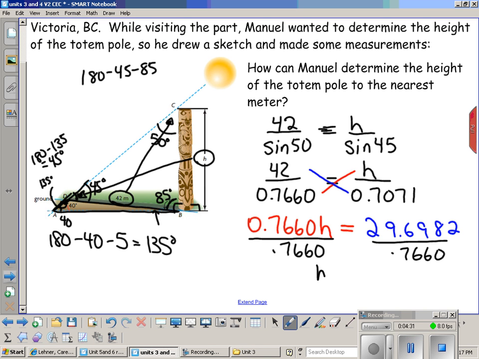And you get the height is 38.77. It asked you to go to the nearest meter, so the height is 39 meters.